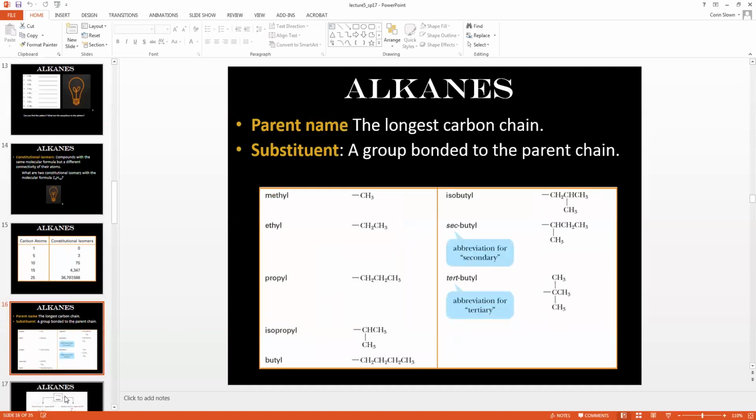We're going to think about naming. So the parent name is the longest carbon chain. A substituent is any group that's bonded to the parent chain. So these are some common substituents: methyl, ethyl, propyl, isopropyl, butyl, isobutyl, sec-butyl, and tert-butyl. So notice here there are abbreviations that correspond to the position of the methyl with respect to the rest of the substituent.